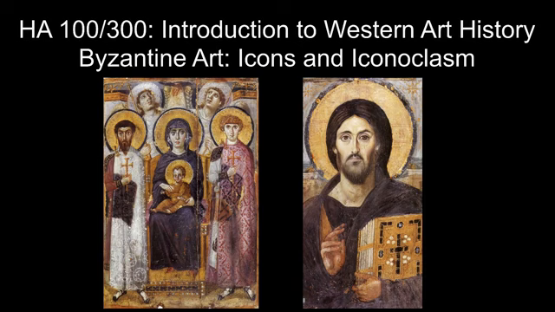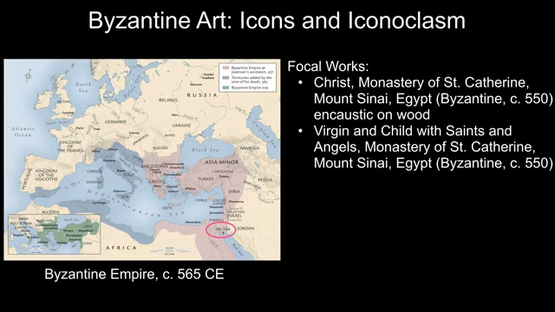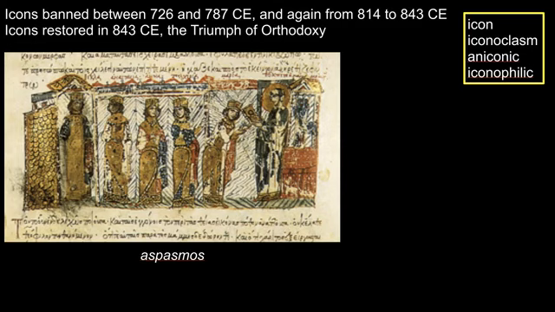In this lecture segment, we are talking about icons in Byzantine worship and art. We will focus on a couple of surviving icons from the monastery of St. Catherine of Mount Sinai in Egypt. One of the key issues that arises in Byzantine art relates to icons. Icon comes from the Greek word for image. In art history, we usually use it to refer to a holy image, a depiction of holy figures.